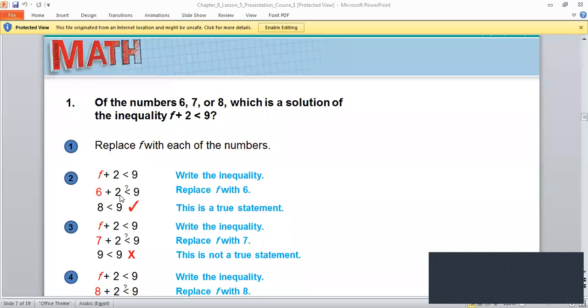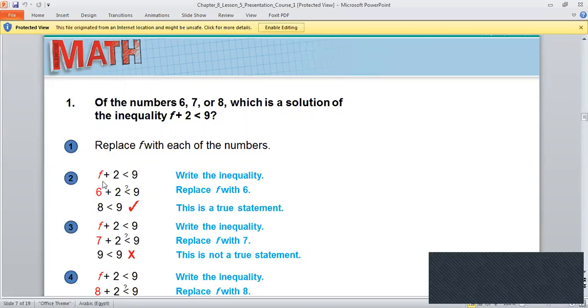6 plus 2 gives me 8. Is 8 less than 9? Yes. So this will be a true statement. So 6 here makes a true statement.